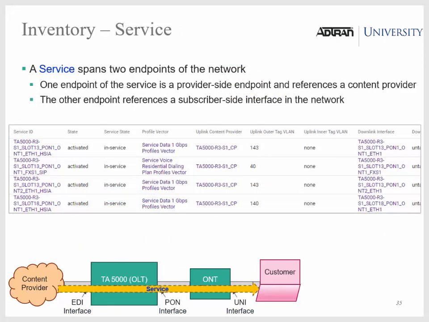The inventory service screen displays service objects. A service object is a service which spans two endpoints of the network. One endpoint of the service is a provider-side endpoint, and it references the content provider. The other endpoint references a subscriber-side interface in the network. The path between these two endpoints can span multiple devices in the network.